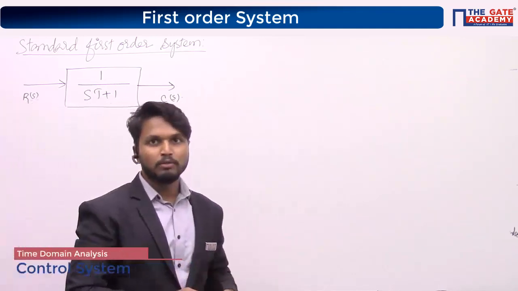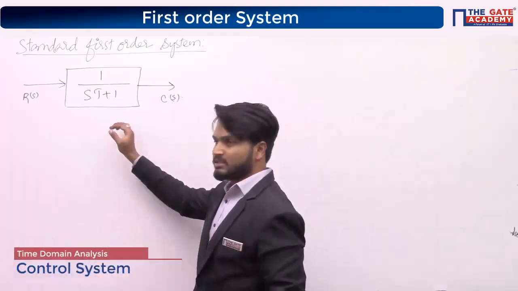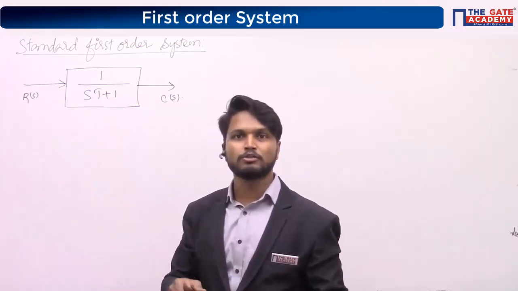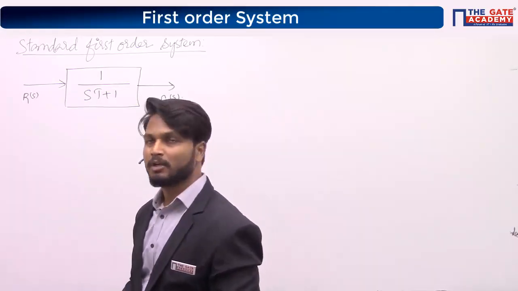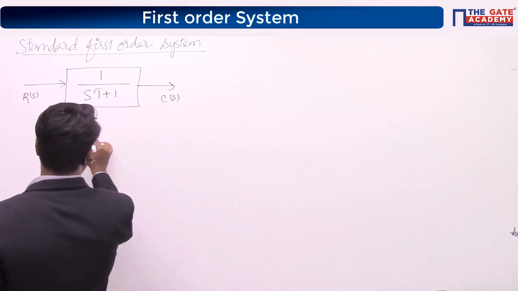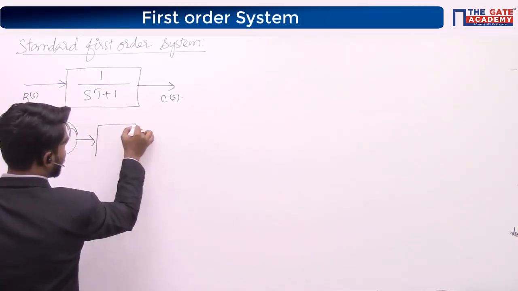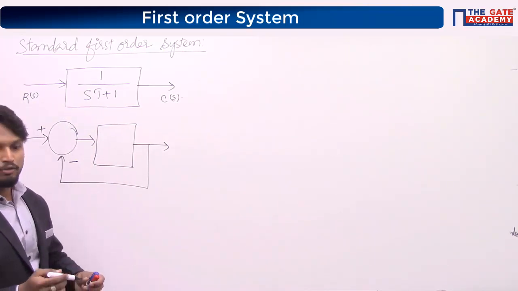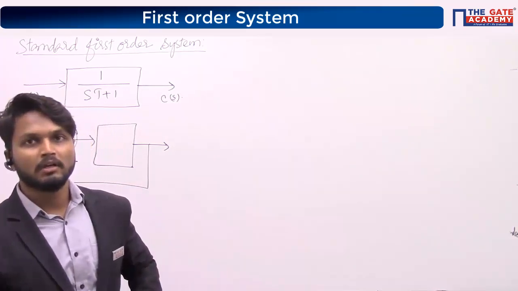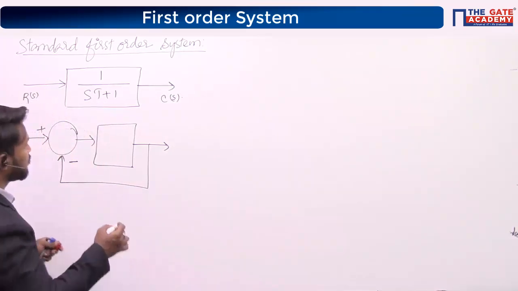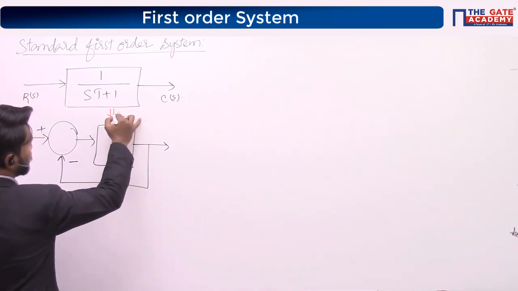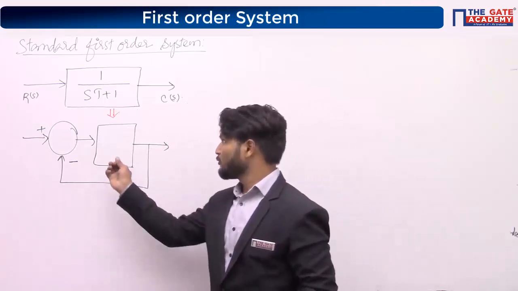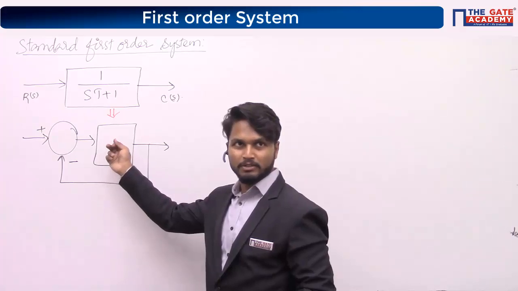If you want to convert any system which is given like this into a closed loop unity feedback system, I will show you how to convert. For that, you have to find out the open loop transfer function. So I am converting this particular system into a unity feedback closed loop system, right? So I have to find out the open loop transfer function of this system.